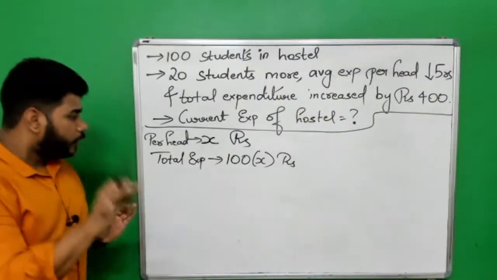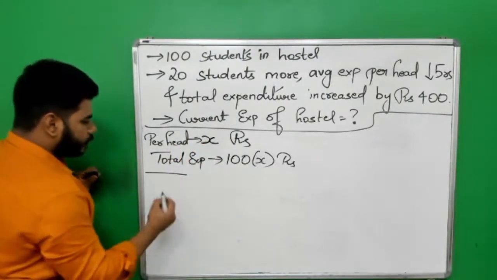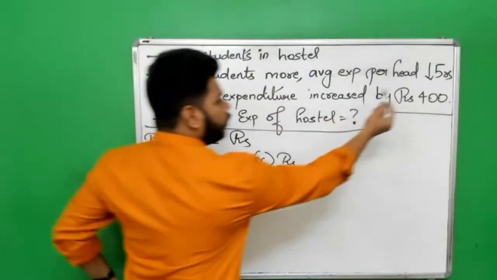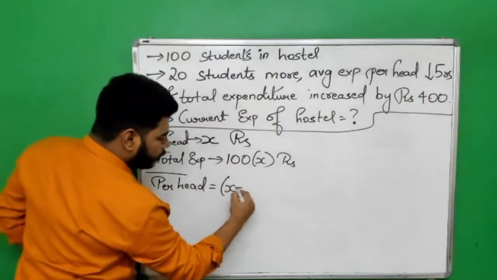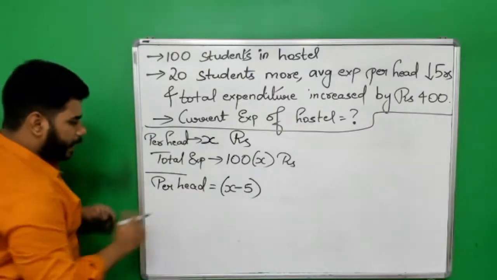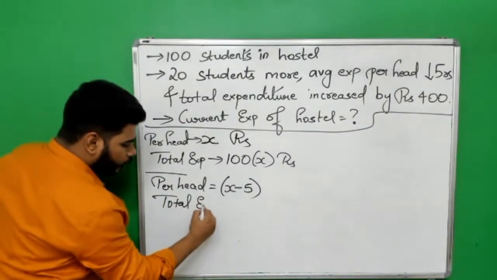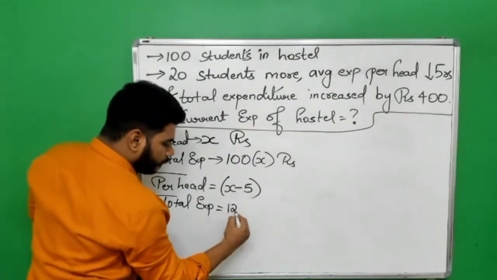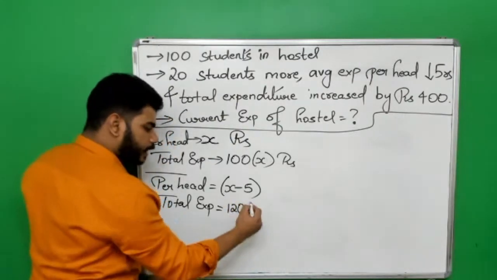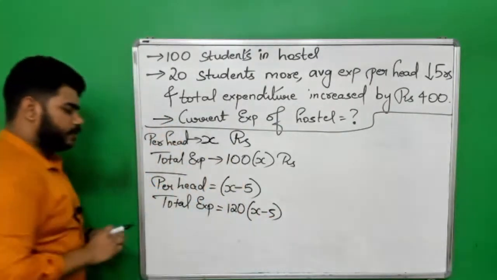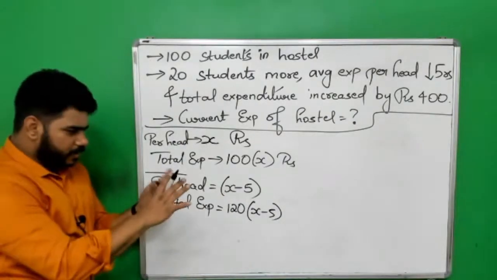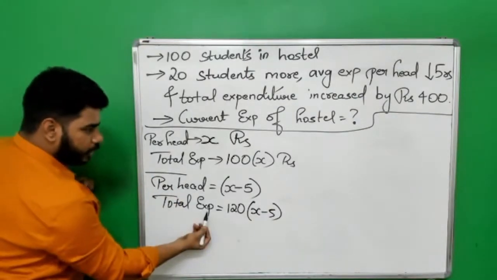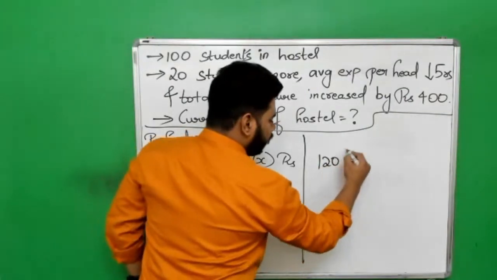I hope all of you are with me. Now they are telling 20 more students joined. So per head, initially it was X, now decreased by 5. So everybody now will pay 5 rupees less than before, that is X minus 5. How many people are paying? 100 were paying, now 20 more, so 120 students are paying X minus 5 rupees. Just try to understand the concept. We will come out with more techniques. So the total expense is 120 into X minus 5.